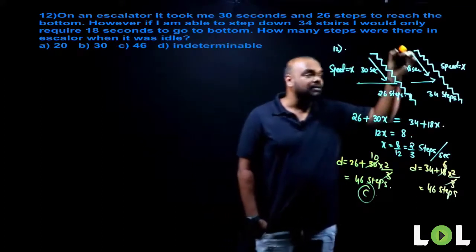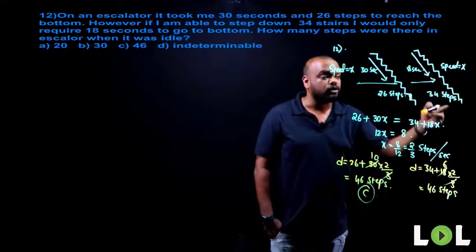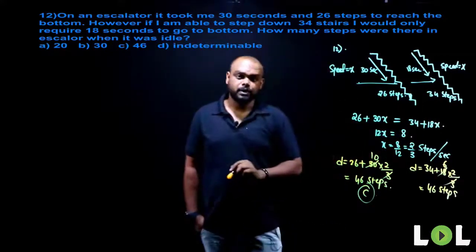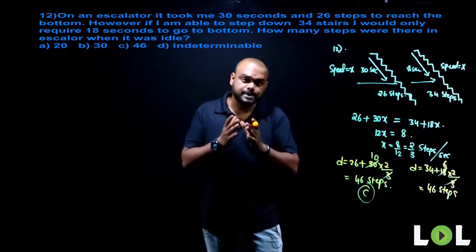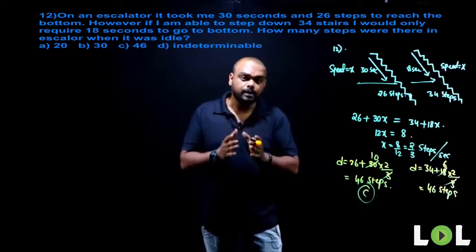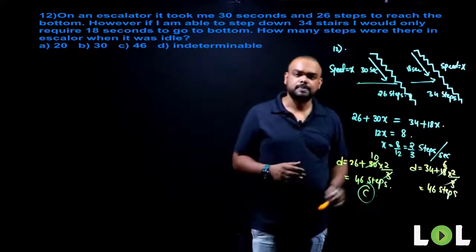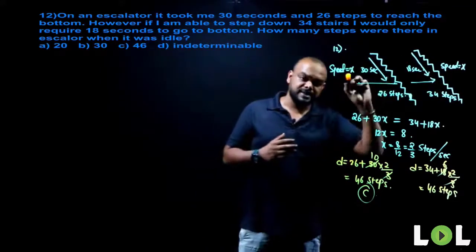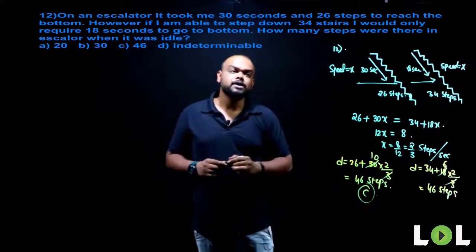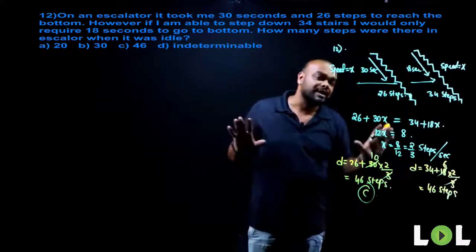But here, if you travel for 18 seconds, later on you have to get down 34 steps. Now he is asking, what are the total number of stairs when the escalator is idle? It is nothing but what is the total distance. Let us assume the speed of the escalator as x, in both cases, because it is the same escalator. So he gave two different situations. We just have to understand those situations.